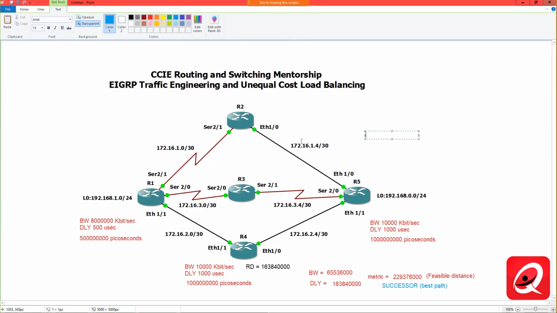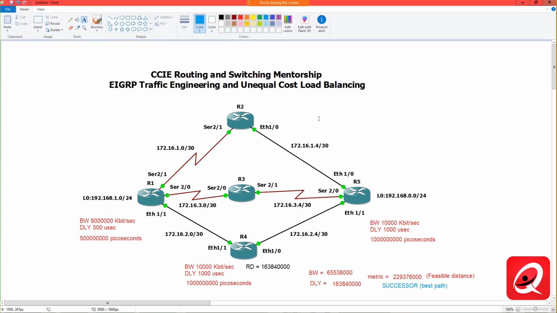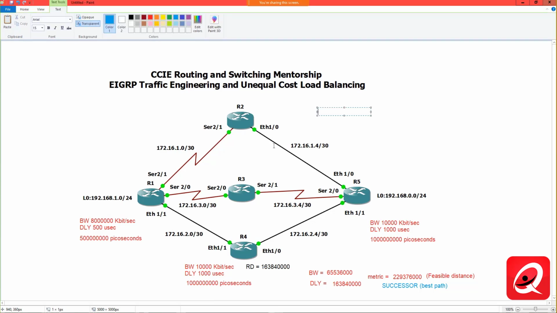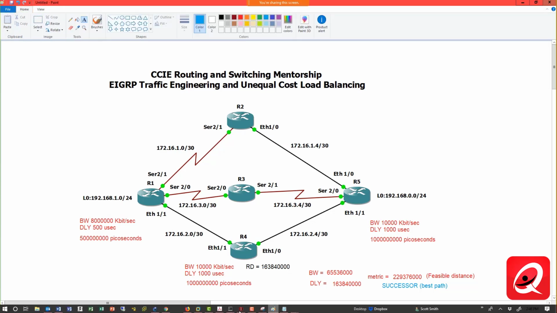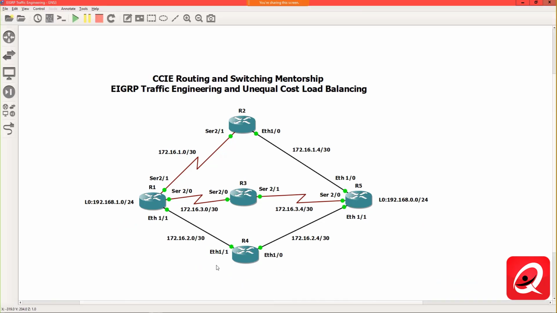Because I think that for the purposes of what we're trying to learn today, we really need to have 3 alternate paths that we can deal with here. So let me just make a quick change real quick. I'm going to delete this link in our topology here, and I'm just going to change this to a serial link. So bear with me 1 second here.